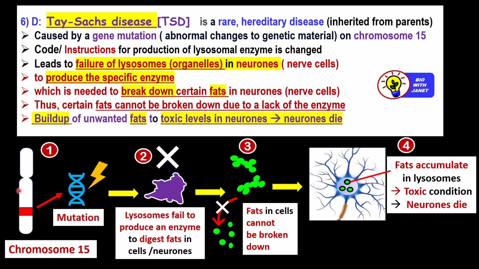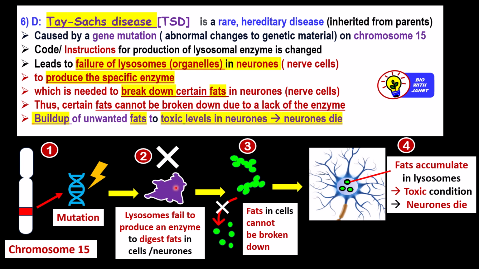Okay, so this picture shows you the sequence of events. First, there's a mutation or abnormal change in the DNA found on chromosome number 15. And this mutation can be caused by certain agents like ultraviolet rays, excessive ultraviolet rays, or X-rays and so forth. So when this mutation occurs, the DNA of the cells has the wrong code for the production of a digestive enzyme.